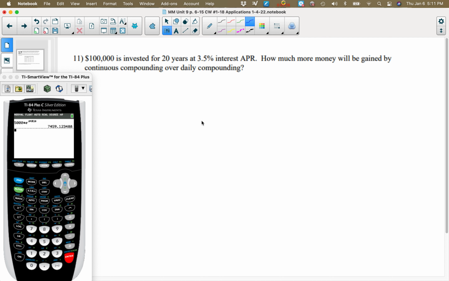So this next question says $100,000 is invested for 20 years at 3.5% APR, that's annual percentage rate. How much more money will be gained by continuous compounding over daily compounding? So we're basically being asked to do two different questions here. One of them uses this formula: we're going to take 100,000 times e to the 0.035 times 20. That's one of the values we have to calculate.